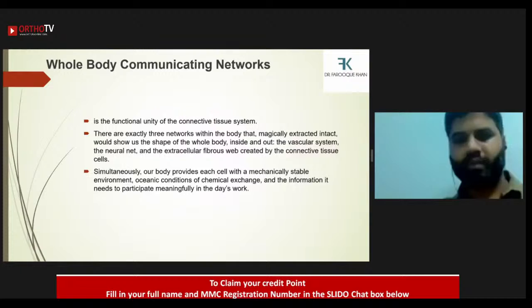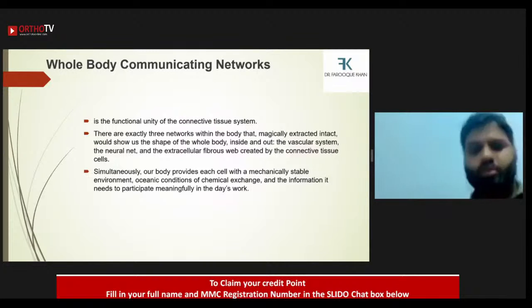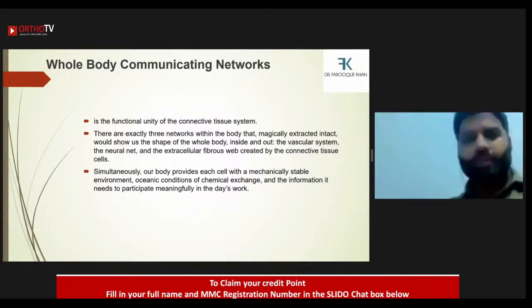So one of the concepts, now this is not too new, is matrix rhythm therapy, which works on releasing the soft tissue.